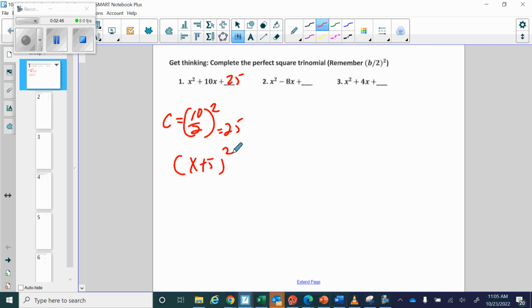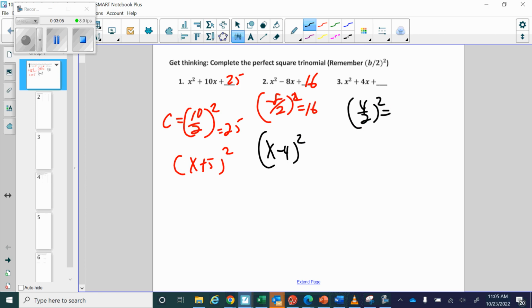And number 2, I would divide 8 by 2, and square it. That would give me 16, so I'll put 16 there, and as a factor squared, this will be x minus 4 squared. And for the last one, 4 divided by 2 squared is just 4, so this will be 4, and as a factor squared, it will be x plus 2 squared. All right, a quick review on that.